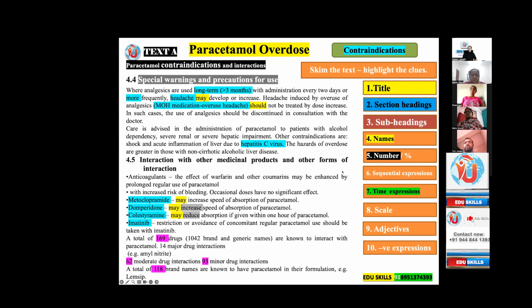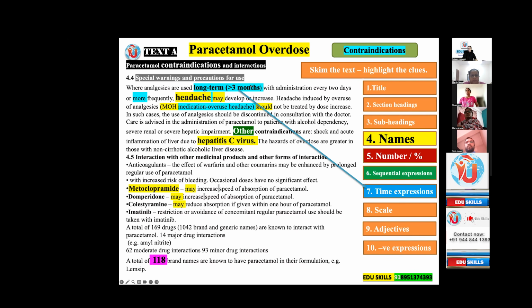Now you see here, time expression, 3 months. Okay. Again, long term is the sequential expression. MOH is, okay, names or abbreviations. I used to say names or abbreviations. Automatically, they are equivalent to names. And you have other sequential expression, the other contraindications are shock and acute inflammation of liver due to hepatitis C virus. As we said, one virus condition related to virus should be the answer.